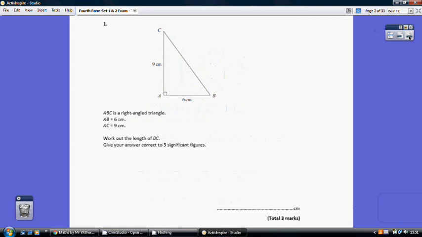Question 1. So we've got to work out the length of BC. Now it's a right angled triangle. We've got two sides and we're trying to find out the third side. So this is going to be Pythagoras. And because we're working out the hypotenuse, which is the longest side, it's going to be an adding Pythagoras.